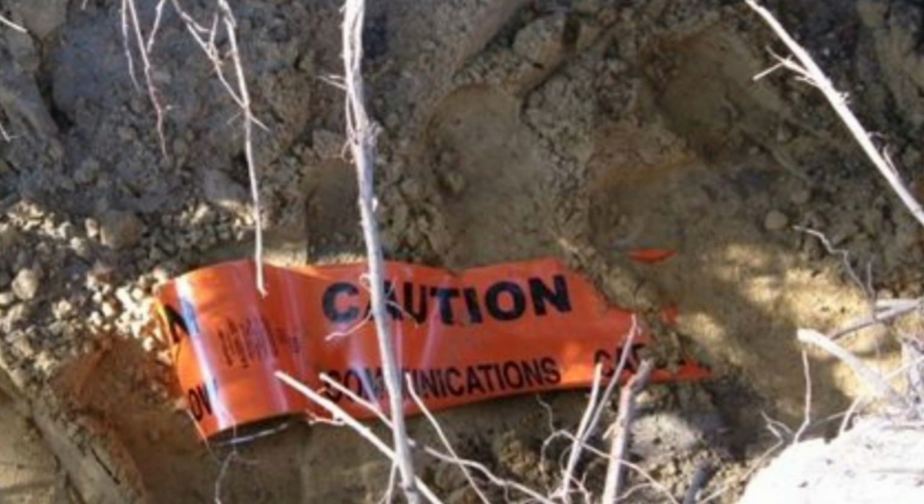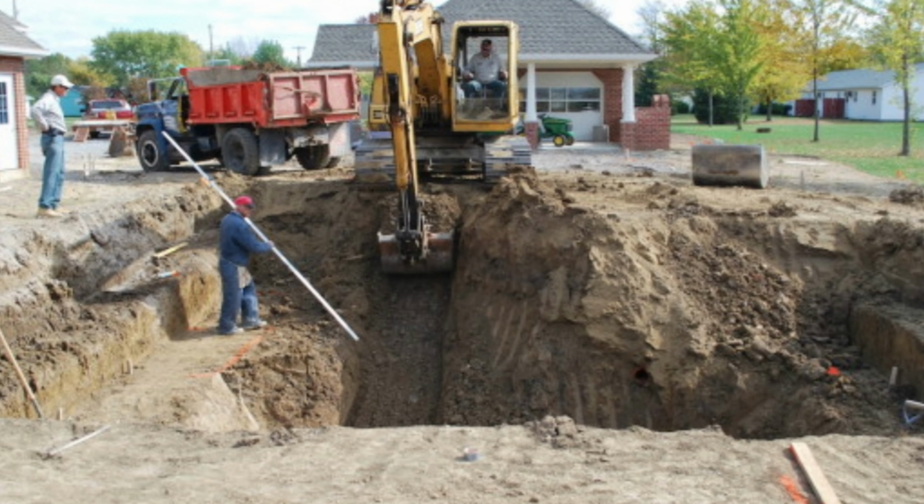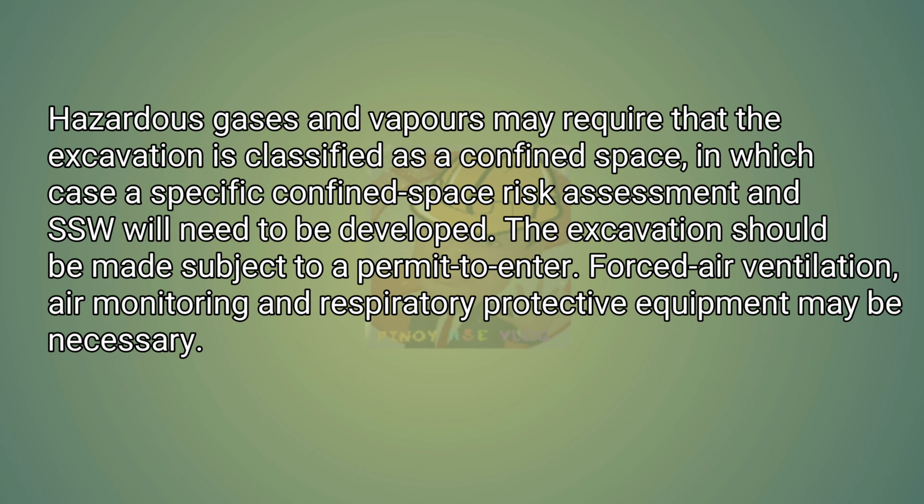The exposed services should be identified to ensure that they are those that were expected and be clearly labeled so that their position is easily seen. It may be necessary to support pipes, for example gas pipes, where ground underneath is being removed. Digging with mechanical equipment can now commence. Hazardous gases and vapors may require that the excavation is classified as a confined space, in which case a specific confined space risk assessment and SSW will need to be developed. The excavation should be made subject to a permit to enter. Forced air ventilation, air monitoring and respiratory protective equipment may be necessary.